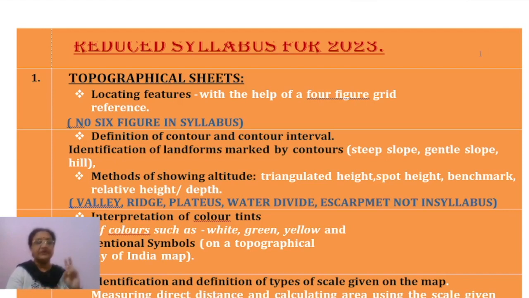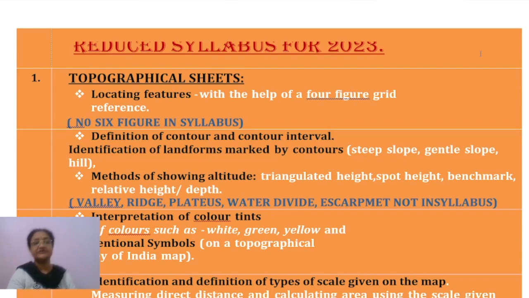That is one thing. Number 2, definition of contour and contour interval. That is important. And identification of various landforms marked by contours. Now, which landforms? Just a few you have to study here. These are the different types of slopes, the steep slope, gentle slope and all that, and the hill, conical hill. Besides that, all other landforms like valley, ridge, plateau, water divide, escarpment are not there in the syllabus. This is about the contours.